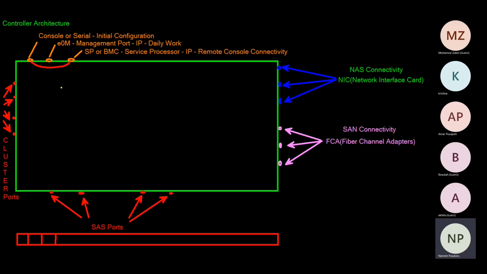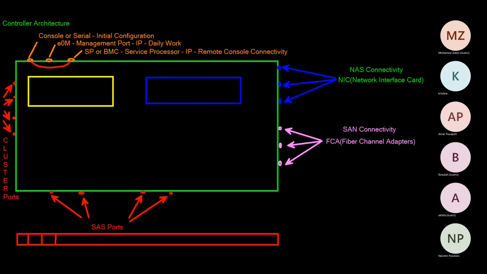Now let's talk about the components inside our controller and what their functionality is. Generally, in our controller we'll have two main components, two major components. One is memory or cache. We'll call it either memory or cache.